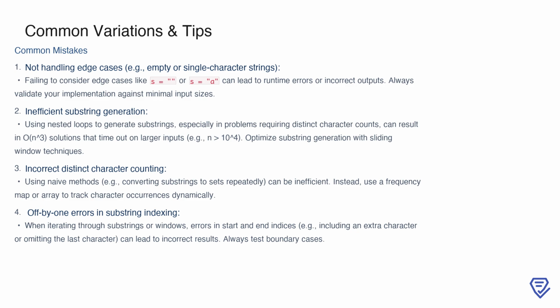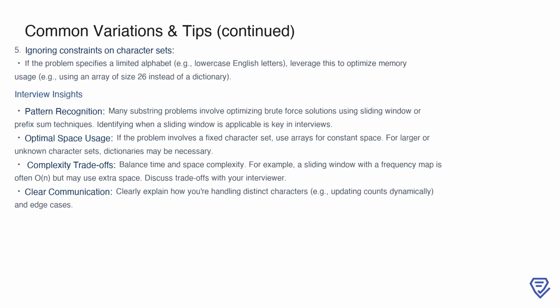Finally, watch out for off-by-one errors when indexing substrings. These small mistakes, like including an extra character or skipping the last one, can lead to incorrect results. Testing boundary cases thoroughly can help catch these issues early. Now, another area to be mindful of is ignoring constraints on the character set. If the problem specifies a limited alphabet, such as lowercase English letters, you can optimize memory usage by leveraging an array of fixed size, like 26, rather than using a dictionary. This small adjustment can significantly improve performance.